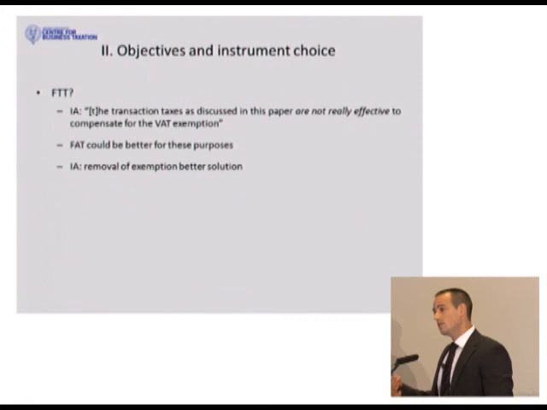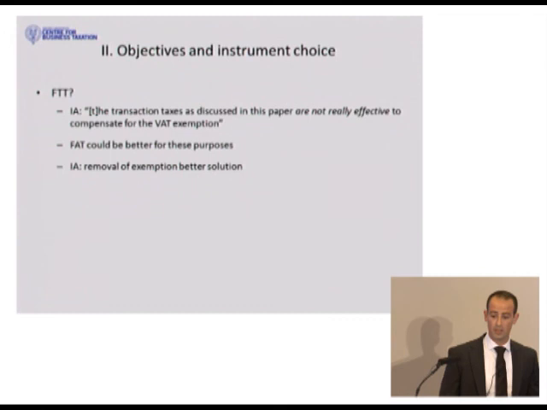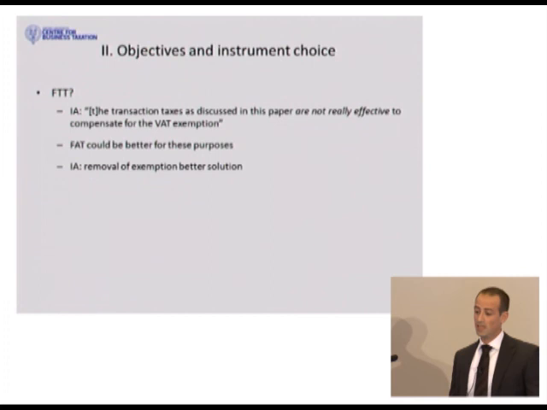Okay, so that's the first question: is the objective reasonable? Let's move to the second question. Let's assume that the financial sector is undertaxed because of this VAT exemption. Would the introduction of the FTT be the correct way to obtain this objective? And the answer is definitely no. The Commission itself in the impact assessment says the following: the transaction taxes, as discussed in this paper, are not really effective to compensate for the VAT exemption. An FAT, in fact, could be better for this purpose.